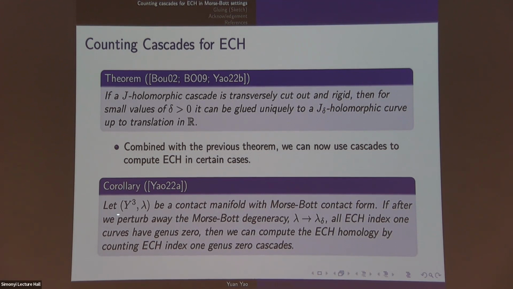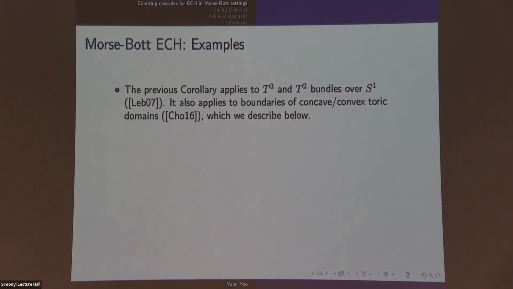So if you have a contact manifold with Morse-Bott contact form, if after some small perturbation all your ECH index 1 curves already have genus 0, then you can compute the ECH homology by counting ECH index 1 genus 0 cascades. This is just the conjunction of the previous two theorems. What are examples for when we know that the index 1 curves are genus 0? This slide. Oh, yeah, question.